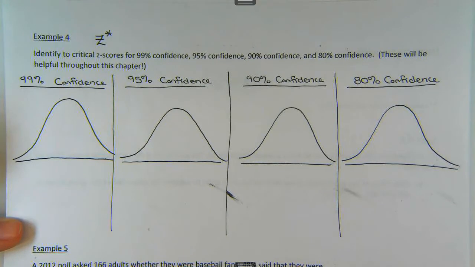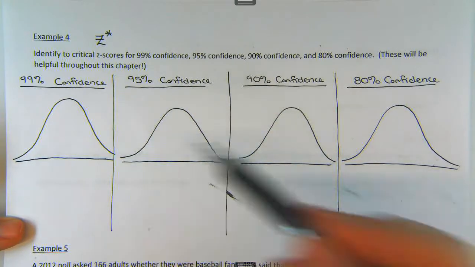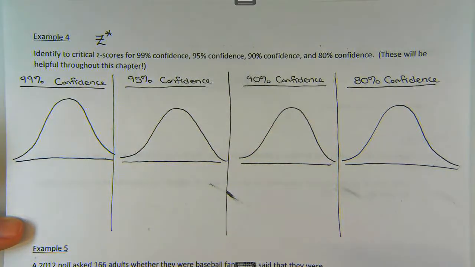However, you could see other confidence levels come up. They could ask for like a 92% confidence. What we're going to do here is grab the 4 key ones, but also show you how to calculate it if other levels show up as well.